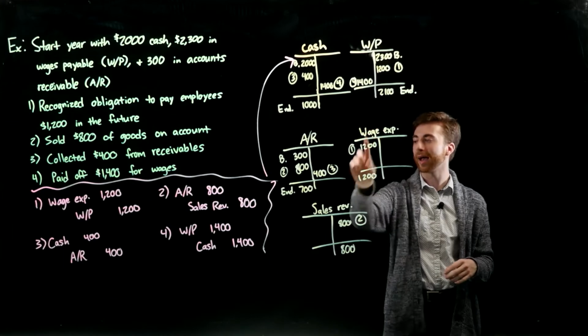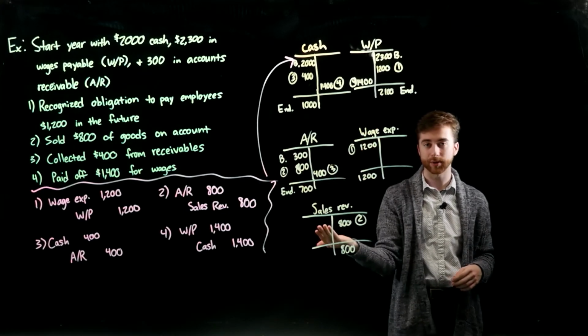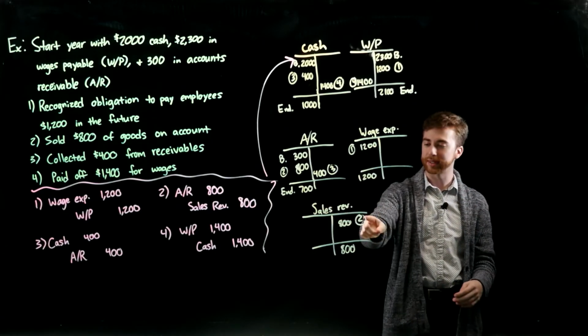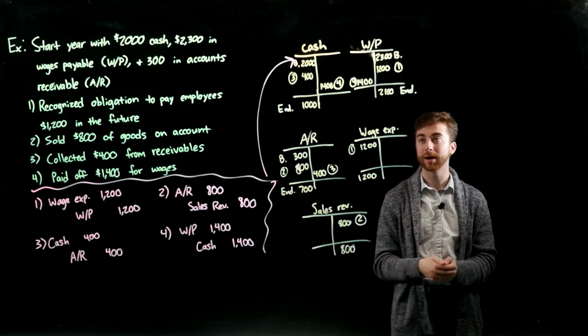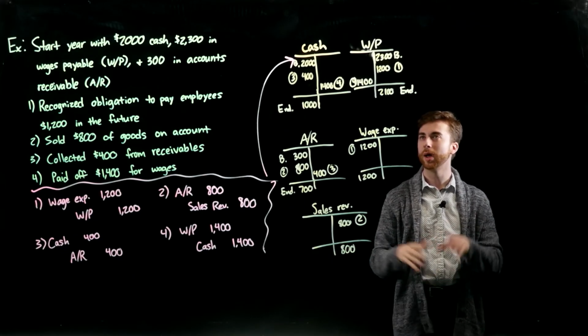So you can just see that I recognize my wage expense from number 1, and that is my total wage expense right there because there's no beginning balance to add or subtract from. Same deal with the sales revenue. It's just 800 right off the bat, so I put down 800 right there, and so that's how you fill out your T accounts. So I hope this gives you a pretty good overview on the format of it.